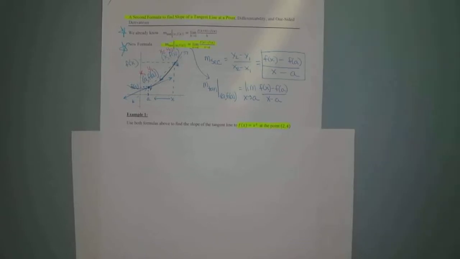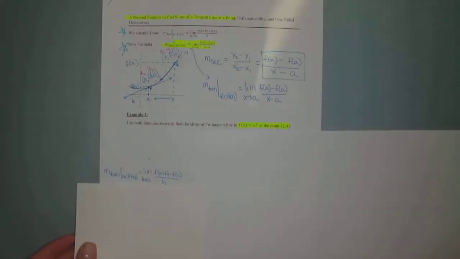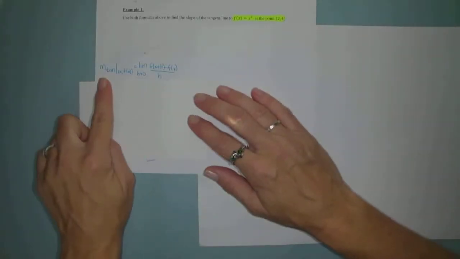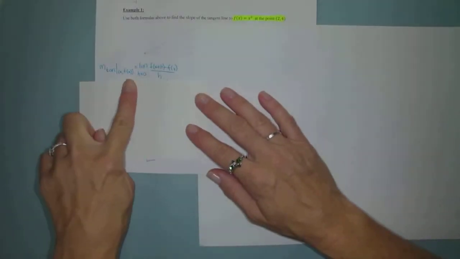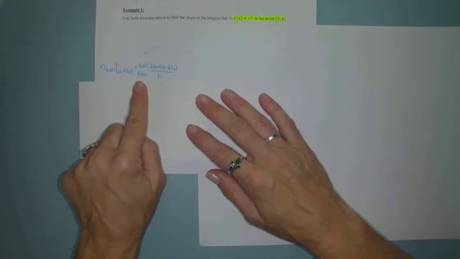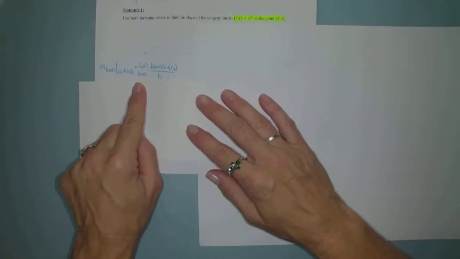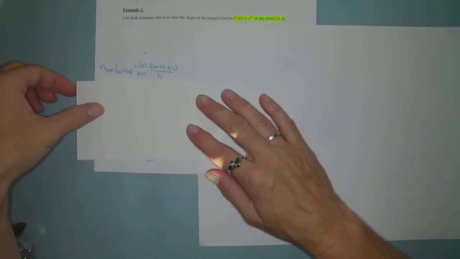Okay, so the first way is what we already know. So let me slide this over here. This is the way we already know how to do it. I'm going to slide this up. This first part is nothing but a recap. We start with the old formula: slope of the tangent at the point x, f of x, is equal to the limit as h approaches 0 of f of x plus h minus f of x, all over h.